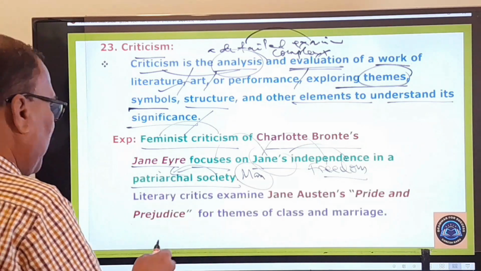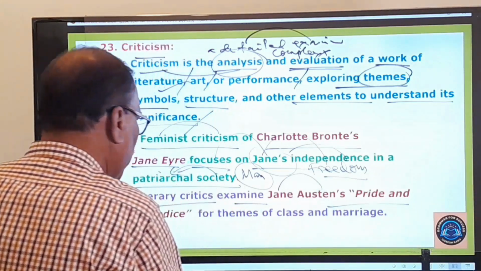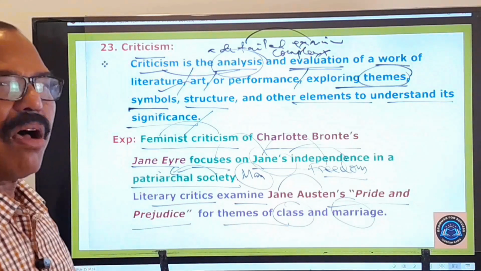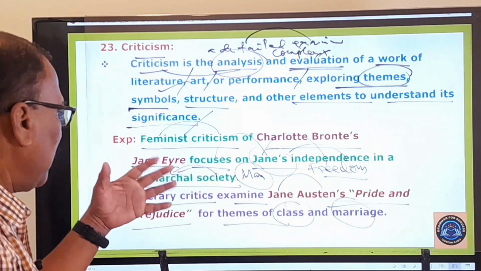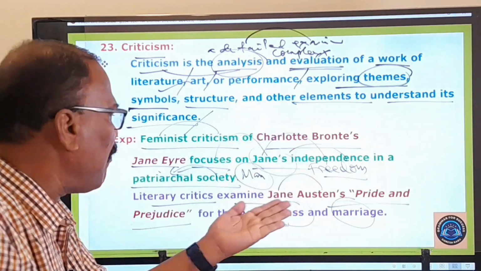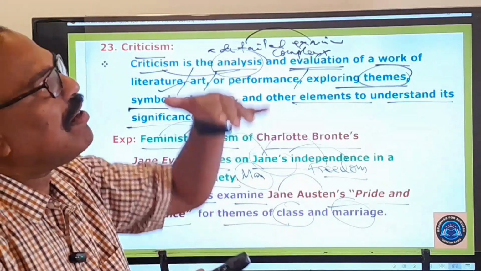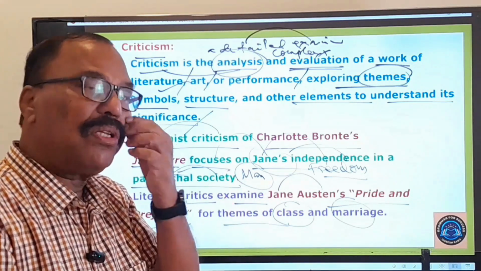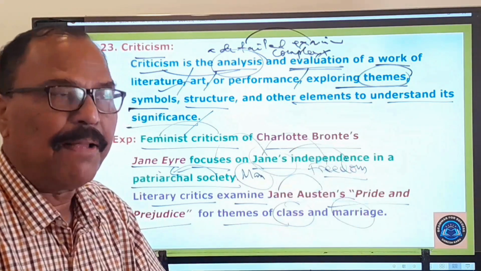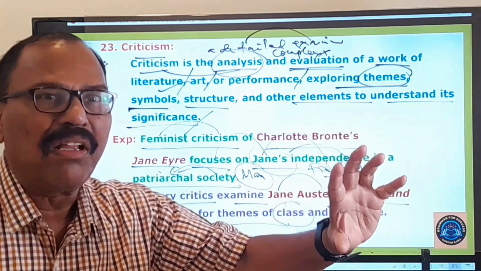One more example is given here. Literary critics examine Jane Austen's Pride and Prejudice for themes of class and marriage. So in Jane Austen's Pride and Prejudice, what happens? The literary critics observe the themes of class. Class distinction is there. High class and low class. So in the 19th century, when this novel was written, there was class distinction. So that was observed in that novel thoroughly.